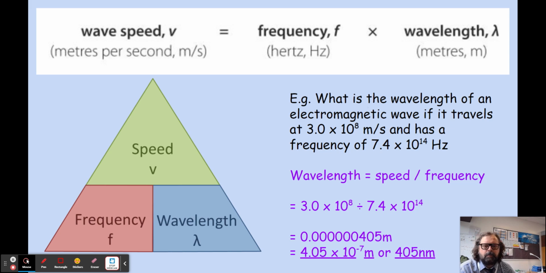form. So make sure you can put numbers into your calculator in standard form and that you can interpret the answer you get. You might be asked to express your answer in standard form, which I have here, or convert into nanometers or micrometers. Remember, a nanometer is times 10 to the minus 9.